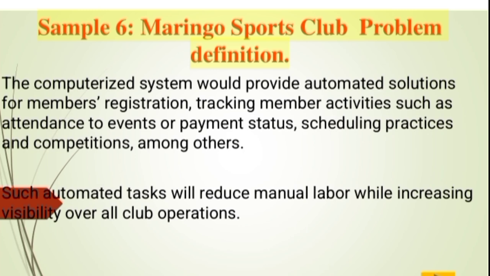Sample 6. Maringo Sports Club problem definition. The computerized system would provide automated solutions for members' registration, tracking member activities such as attendance to events or payment status, scheduling practices and competitions, among others. Such automated tasks will reduce manual labor while increasing visibility over all club operations.